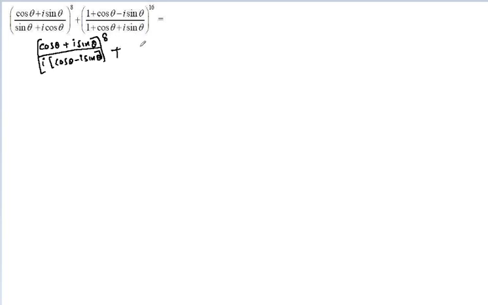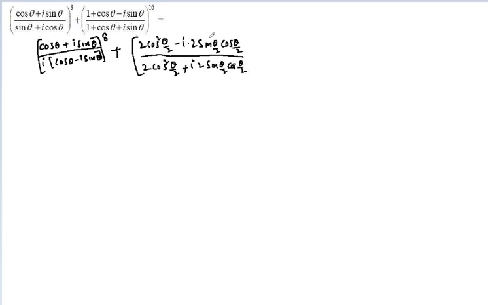plus here is 1 plus cos theta, that is 2 cos square theta by 2, minus i into sin theta, that is 2 sin theta by 2 cos theta by 2, by 1 plus cos theta, that is 2 cos square theta by 2 plus i into 2 sin theta by 2 cos theta by 2 whole to the power of 16, that is equal to (cos theta plus i sin theta) whole to the power of 8 by i to the power of 8. i to the power of 8 value is 1 and (cos theta minus i sin theta) whole to the power of 8.